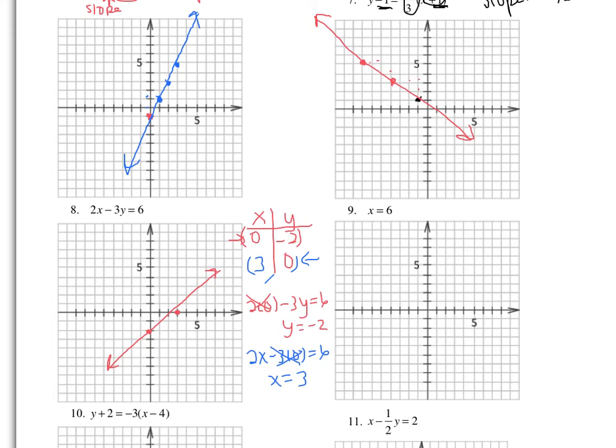Last one is 9, which is x equals 6. So if I think of where x is 6, here's one point where x is 6, here's another point where x is 6, here's another point where x is 6. All these points have x equals 6. So x equals 6 is going to be this vertical line. Just a note, if you have y equals some number, this is going to be a horizontal line. And remember that x equals 6, this is where we have an undefined slope.